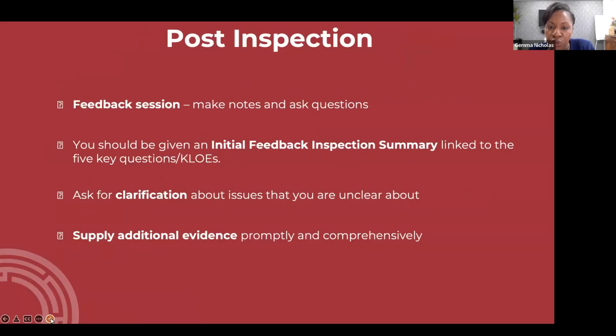You should also be given an initial feedback inspection summary, which should be linked to the 5 key questions. So review this in detail, as it should indicate what to expect within the draft inspection report. It should give a summary of what has been found during the visit and identify any action that you need to take immediately. Both the feedback session and the initial feedback summary should reflect the content of the draft inspection report, but sometimes it doesn't, which further highlights the importance of taking notes and seeking clarification during the feedback session itself, as you may need to revisit your notes when compiling your factual accuracy response.